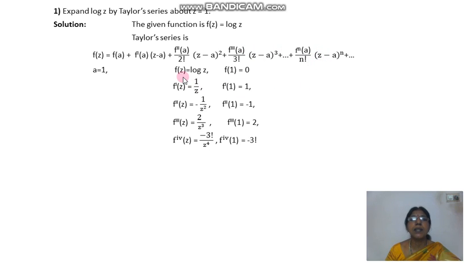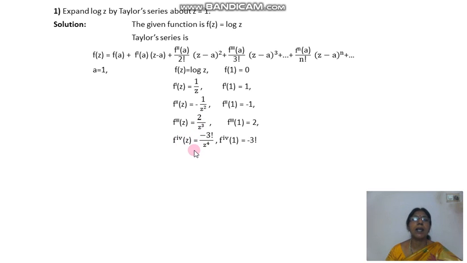So what is the function? F of z is log z. Then f dash z. We need derivatives. F dash, f double dash. So f dash z, the derivative of log z, is 1 by z. Then second derivative. F double dash z is minus 1 by z square. Next derivative, third derivative. F triple dash z: this is minus 1 by z square already, differentiating gives minus 2 by z cube. So minus 1 into minus 2 is plus 2. Next derivative and so on.